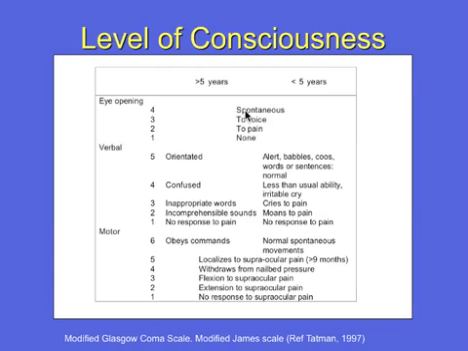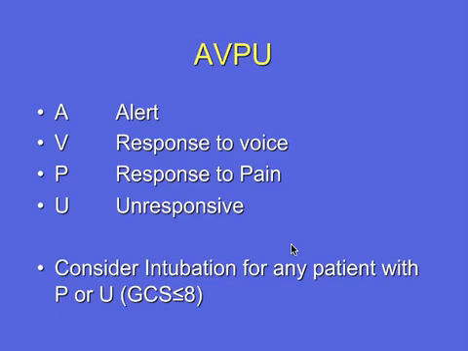A patient who has spontaneous eye opening, is orientated or is alert and babbling spontaneously, obeys commands or has normal spontaneous movements, has a GCS of 15. AVPU is a very useful rapid assessment tool. A patient who is alert or has response to voice is probably reasonably safe. If you have responsive to pain only or unresponsive, then your GCS is likely to be very significantly lower, and you need to think about ventilating this patient rather urgently.